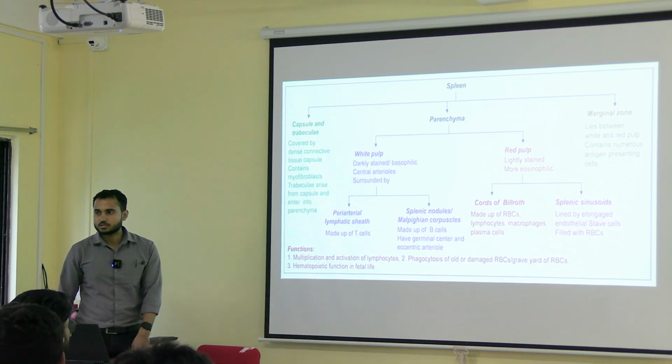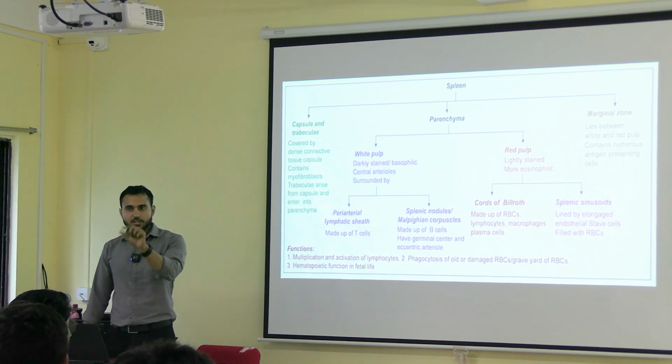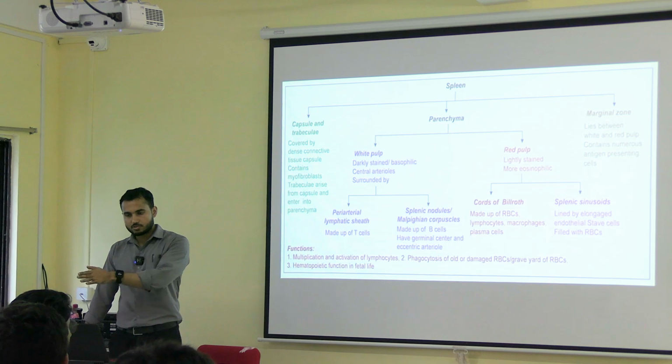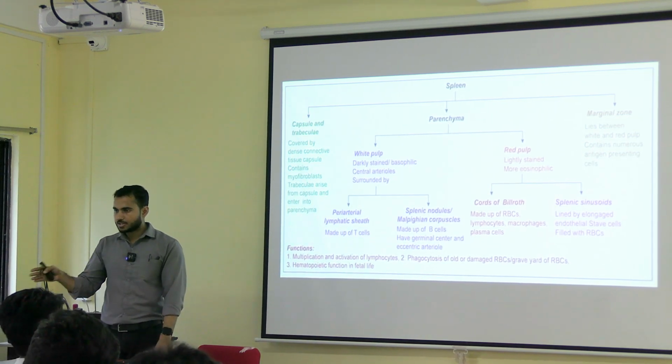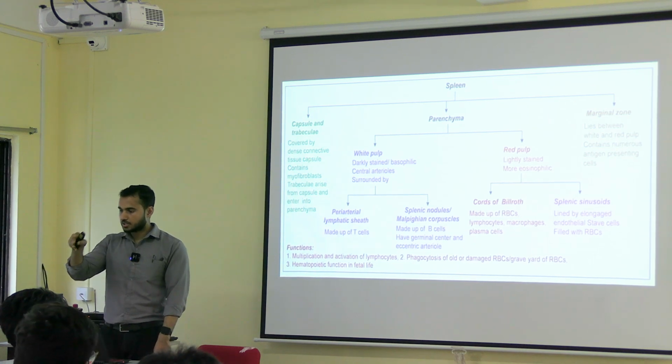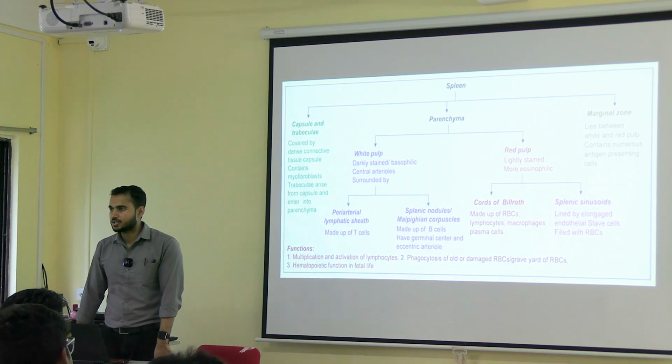Or eccentric means? Concentric means it will be present in the center. Eccentric means towards the periphery. Okay? Eccentric means towards the periphery, not at the center of the circle, towards the periphery of the circle. That is the eccentric. Okay?